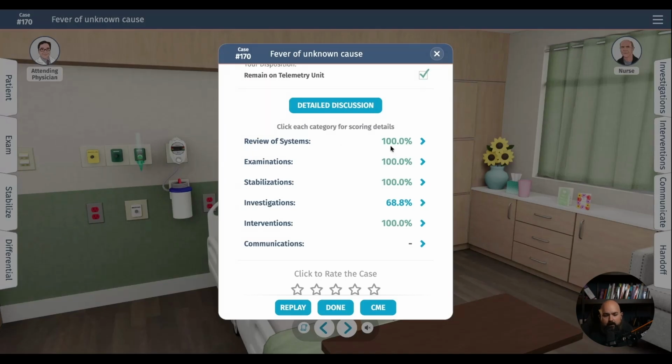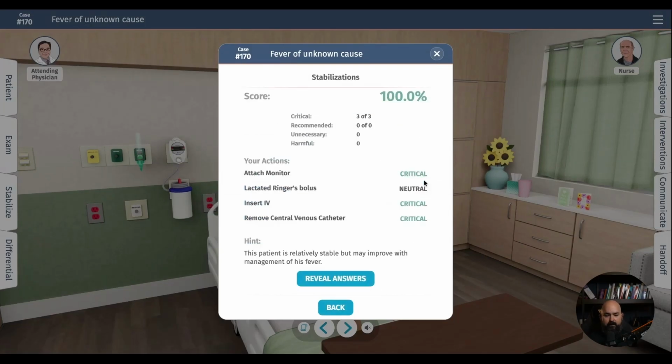But we can see here in our review of systems, 100% obviously, examinations 100% obviously, because we checked all the boxes. Stabilizations, we got 100%, attach monitor, critical, insert IV, and this is how it breaks things down.